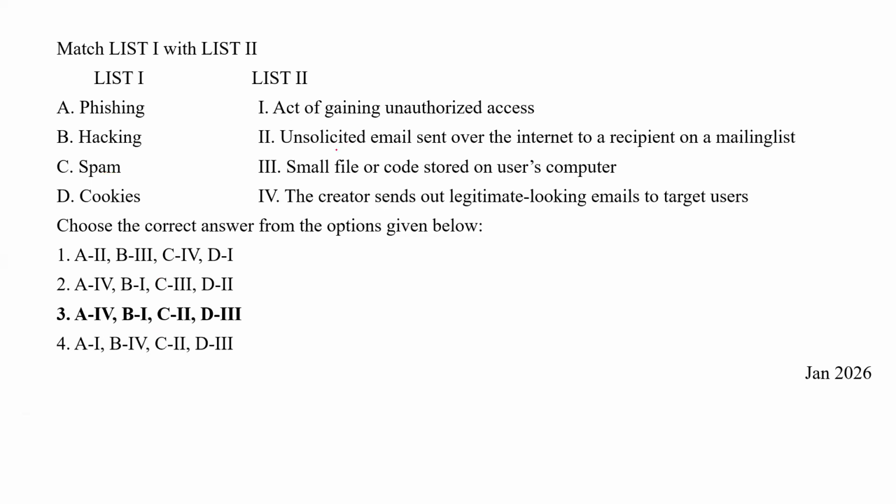First I'll see, I know spam. Spam means unsolicited email sent over the internet to recipients of a mailing list. C is the second one, so we can eliminate this one. D is the third, so no need to check. Cookies means small files or code stored in the user's computer, the same answer, so no need to see that one.